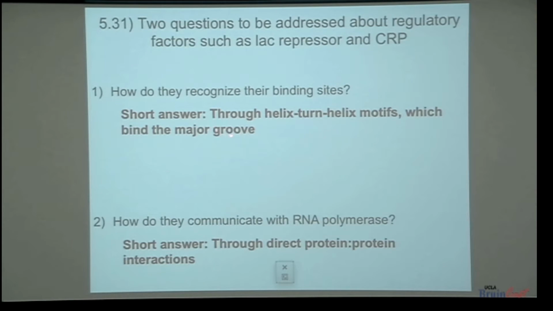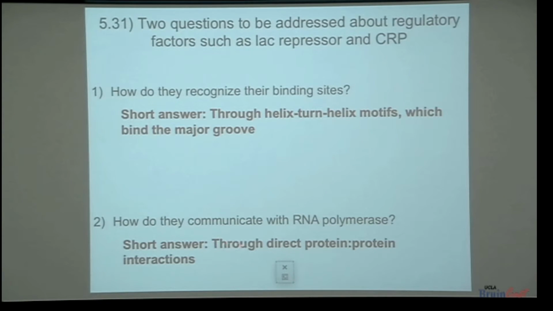Okay, and so the short answer to that question, as we'll see, is that they recognize their binding sites through helix-turn-helix motifs, which bind the major groove. Okay. And the second question that we'll address today is how do they communicate with RNA polymerase? So once they bind to their recognition element, how do they send a message to RNA polymerase that it's time to transcribe or not to transcribe this promoter?